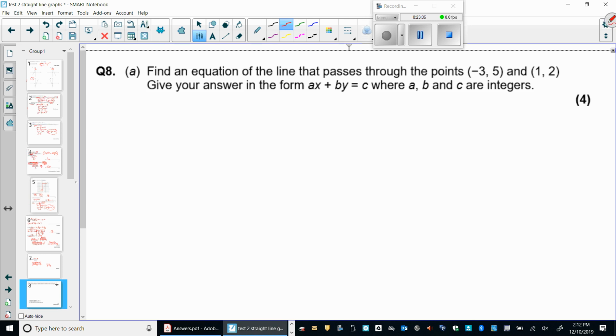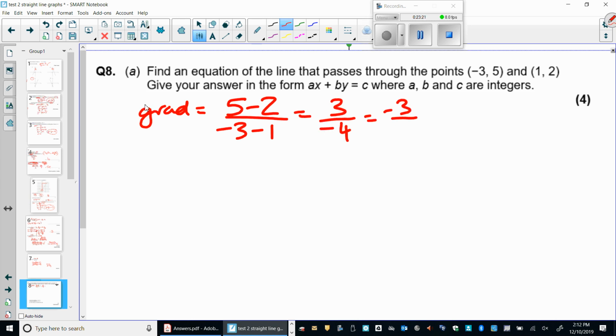Okay? So, first things first, whenever we're given 2 points, we need to find the gradient. So we find the gradient by doing change in y over change in x. So 5 take away 2 over negative 3 take away 1, which is 3 over negative 4, so that's negative 3/4. If you did 2 minus 5 over 1 minus 3, you would have just got the same answer. Okay, so negative 3/4 is my gradient.